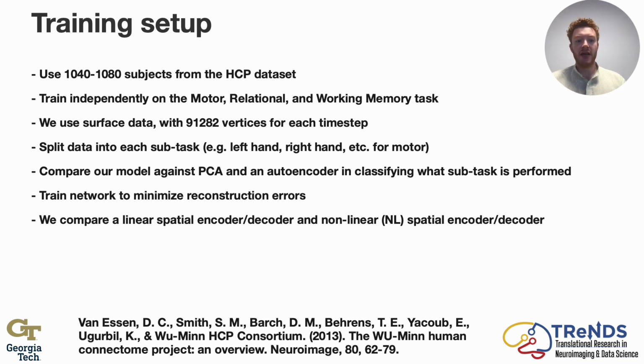We use both a neural ODE and an RNN as models for the dynamics to compare different models of the dynamics. To train the model, we split the data into subtasks of the same length. So for the motor task, these are left hand tapping, right hand tapping, left foot tapping, right foot tapping, etc. And then perform classification of what subtask is being performed in the test set. The network is trained to minimize the reconstruction error, and we use both a linear and a nonlinear spatial encoder and decoder pair to compare the effect of nonlinearities on how well the model performs.